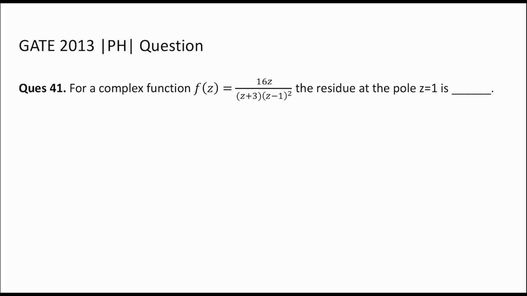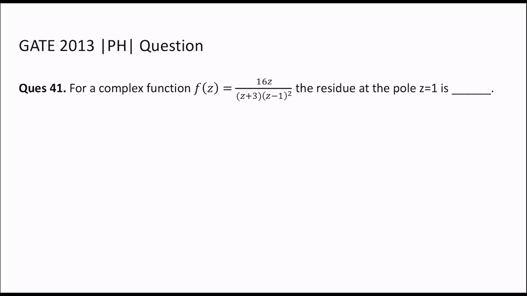Hi, in this video we are going to solve question number 41 of GATE 2028 physics paper. The question is from mathematical physics. The question is, for a complex function f of z equal to 16z upon (z plus 3)(z minus 1) whole square, the residue at the pole z equal to 1 is.